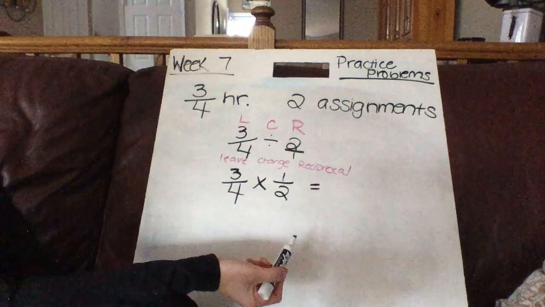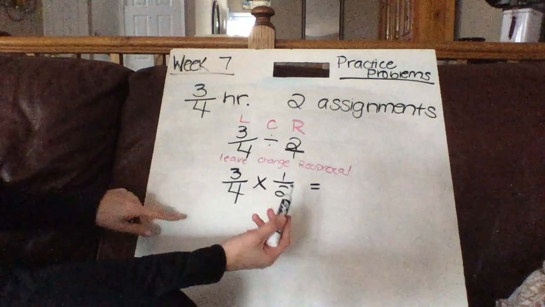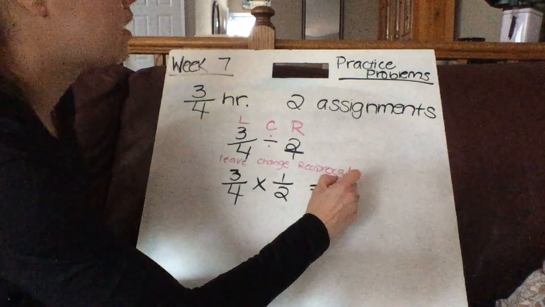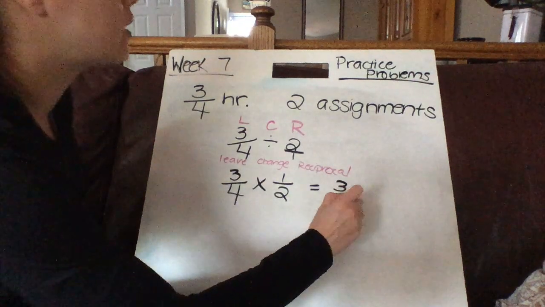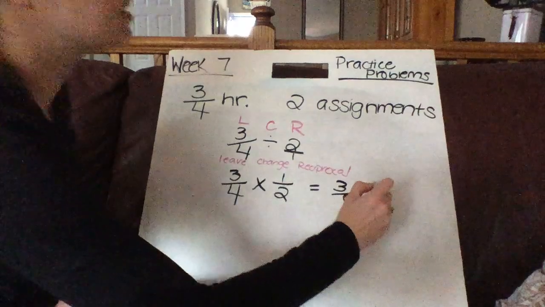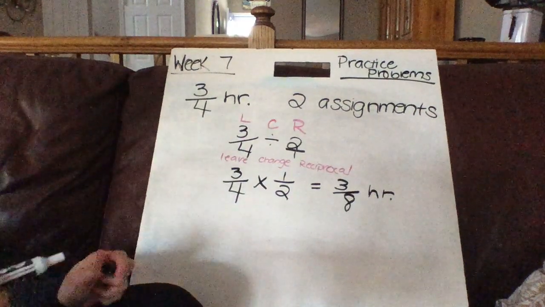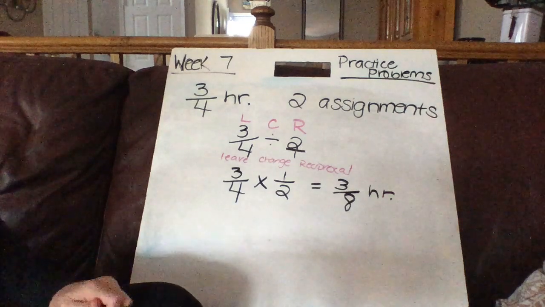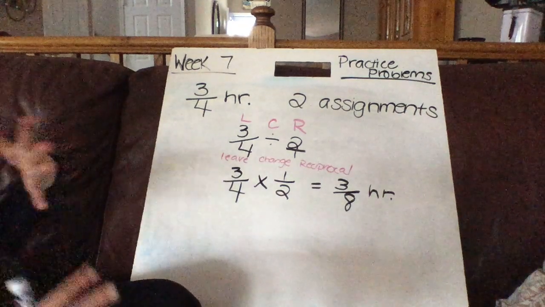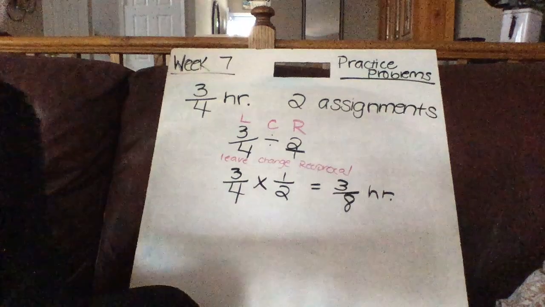Of course, it's good to check if you can cross cancel. We can't, okay? But 3 times 1 is 3. 4 times 2 is 8. So that means you can spend 3/8 of an hour on each assignment, in order to do it fairly and so that you don't run out of time, okay?